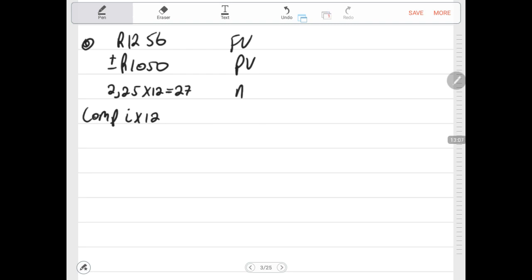Then we go to our financial calculator. And I said I don't want to use the app. It will give me the correct answer here, but it will not allow me to explain what I want to explain. But I will show you now. Now it says we have 1256 as the future value. We have minus 1050 as the present value. We have 27, which is N.